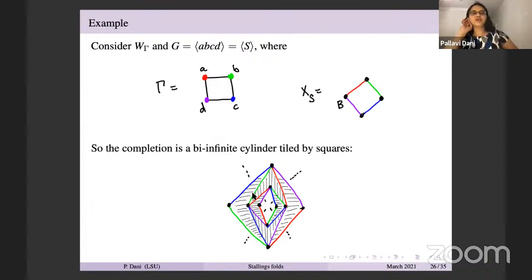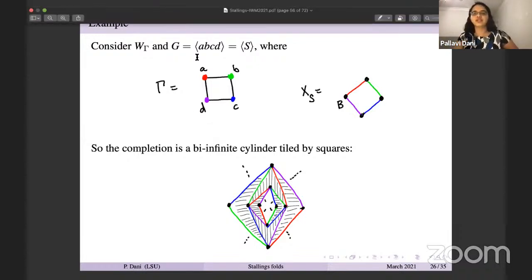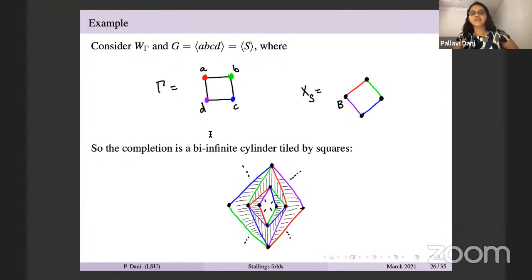In general, you can't talk about fundamental groups because these groups have torsion. But if you take a torsion-free subgroup, which G is, then the fundamental group of the completion is your subgroup, just like in the free groups case. So this is a cylinder, and its fundamental group is Z. You can see that G is generated by one infinite order element, so it is also Z.